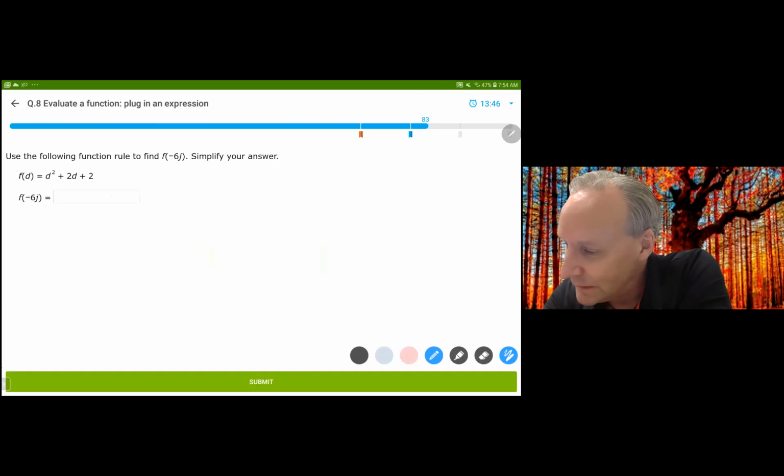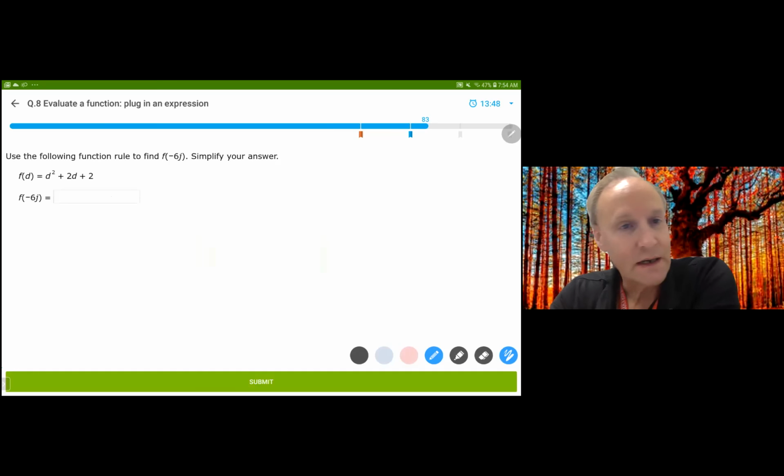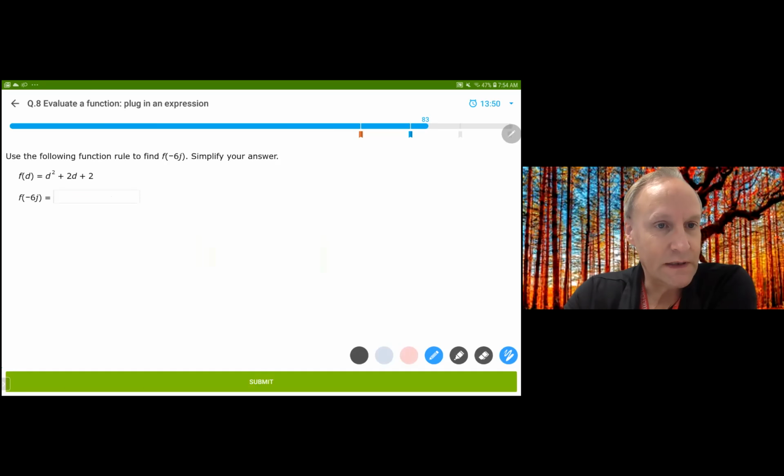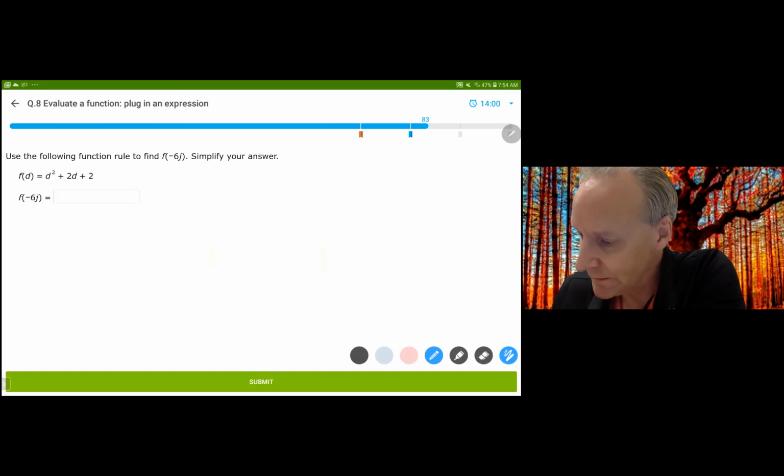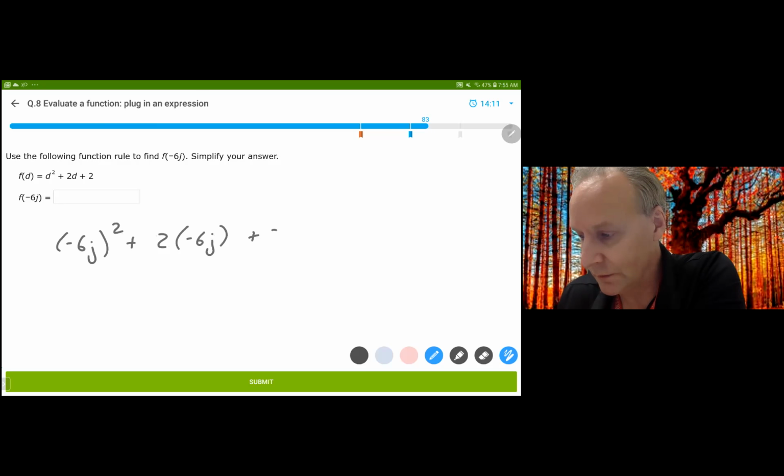Oh, negative 6J. Now we're going to substitute it into this. This is called a polynomial. This happens to be called a quadratic too, because it has a second degree term in it. So we're going to take the negative 6J and put it in instead of the D and square it. Then we're going to take 2 times negative 6J, and then add 2. Notice I just put the negative 6J instead of D.